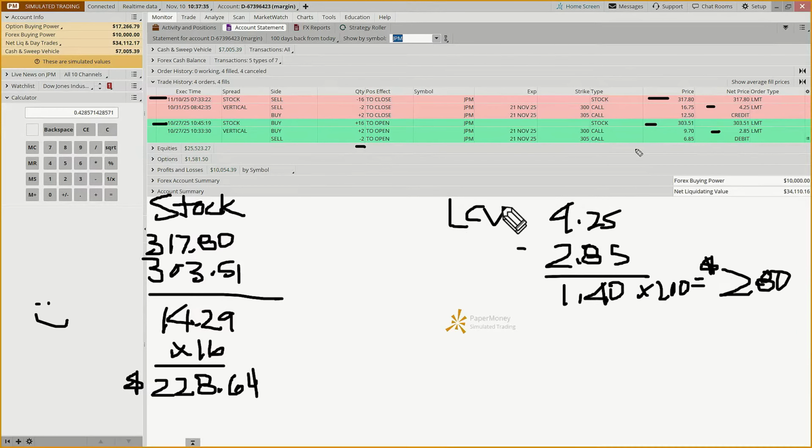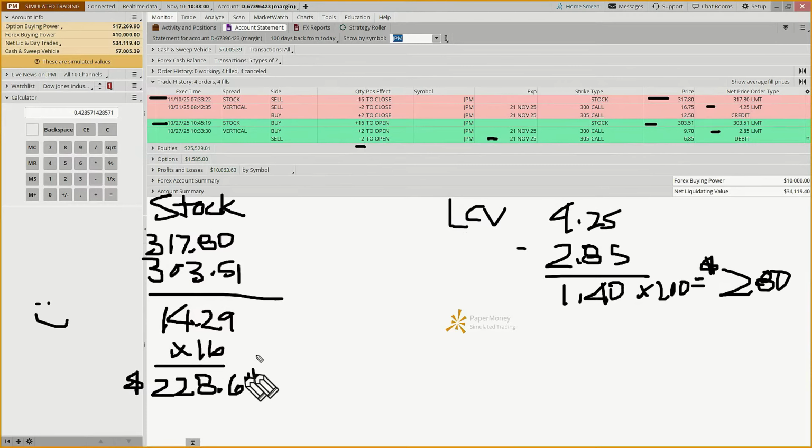But if the stock hadn't moved through those strikes and stayed there, we could have lost this whole amount. Where if the stock went sideways, we may not have made anything, but we wouldn't have lost anything either. And we had until November 21st on this. So this had a time limit on it where the stock really doesn't. So these are things that we have to take into account as well.